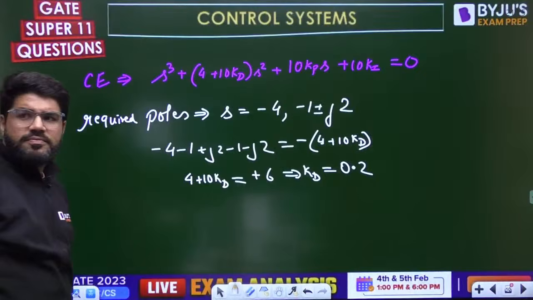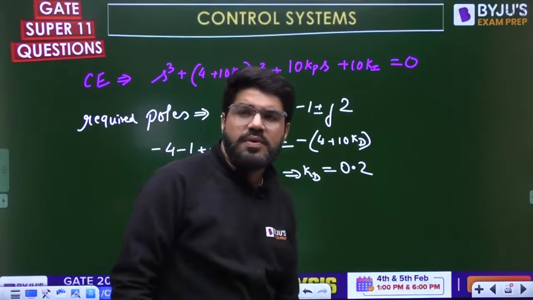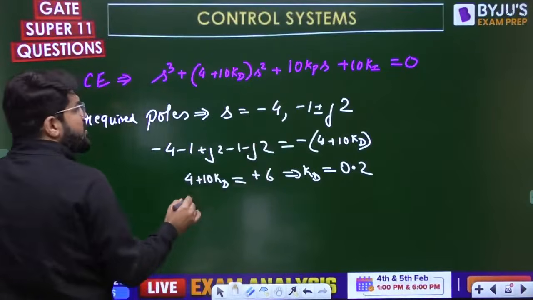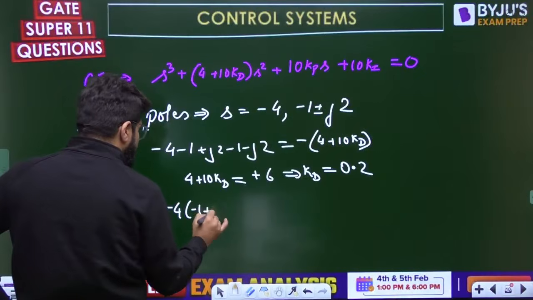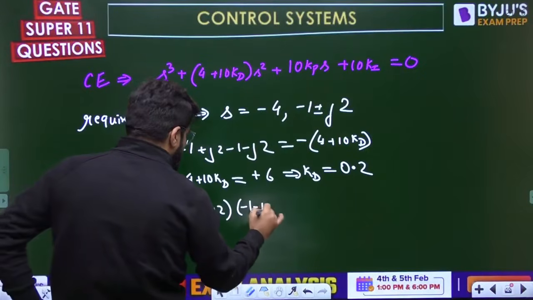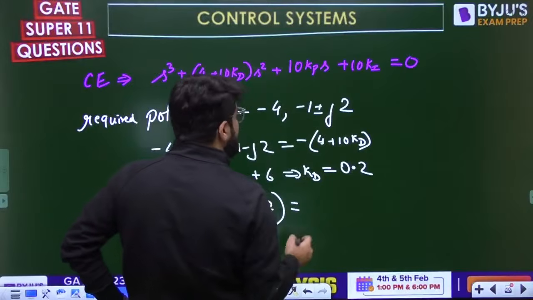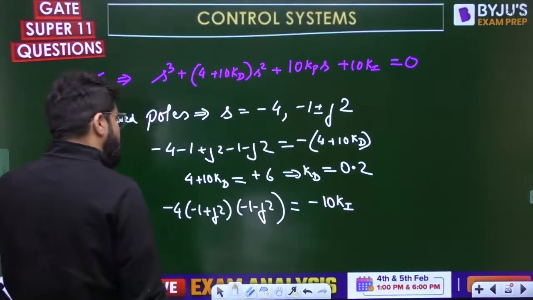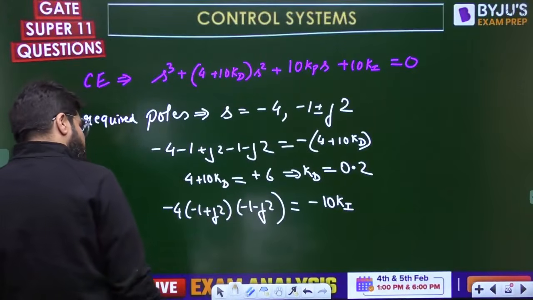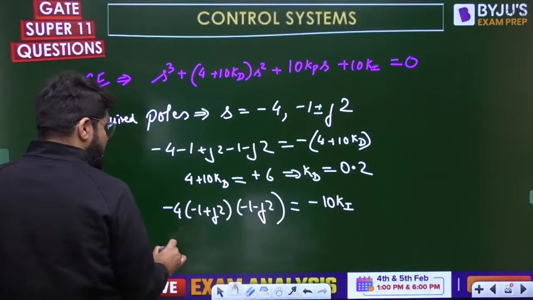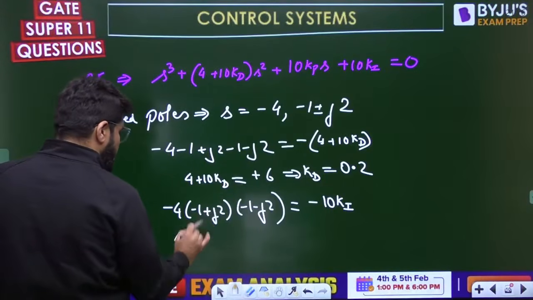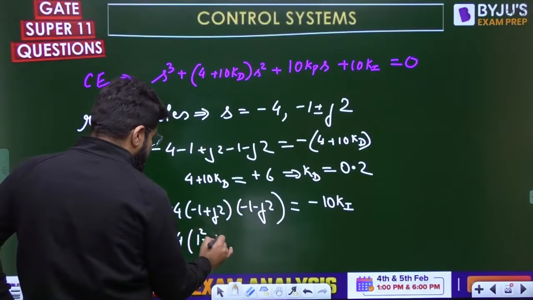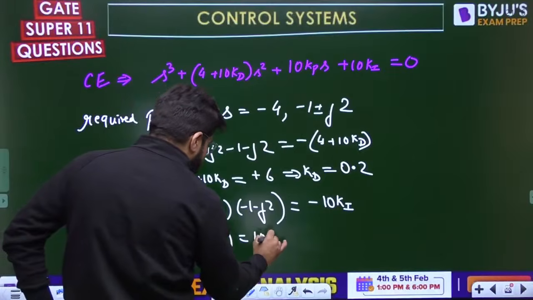Indirectly, it is indirectly done. So look into this. The last is the product. So -4, -1 plus J2, -1 minus J2, and that is equal to the term minus 10 Ki. Clear? So now if we open this, the minus first cancels, and 4 times 1 square plus 2 square. So that will become 1 square plus 2 square, and this part will be 10 Ki.